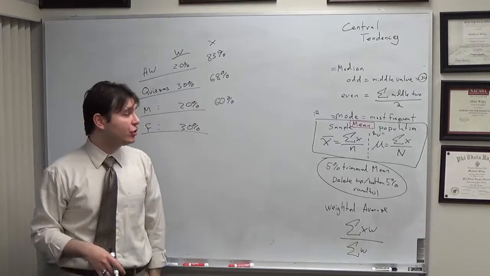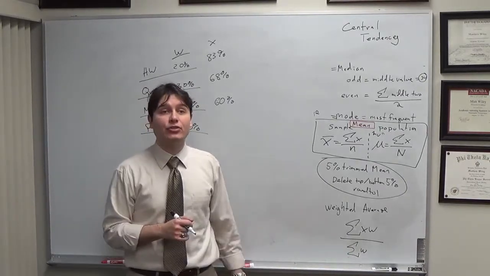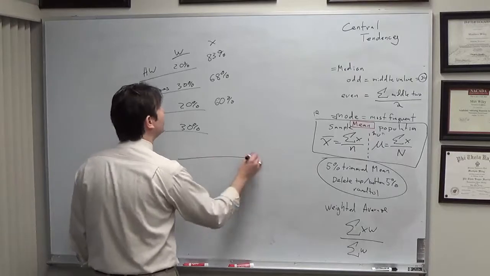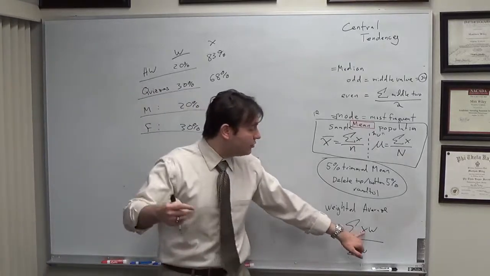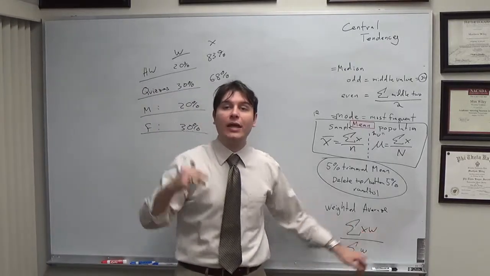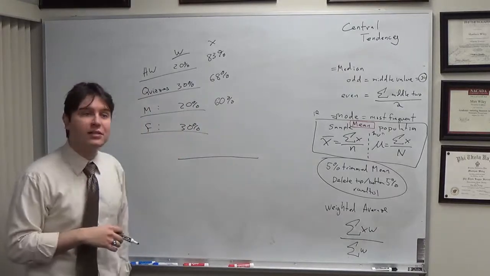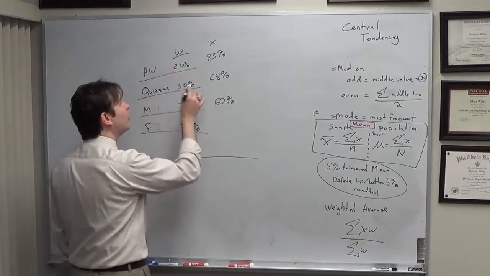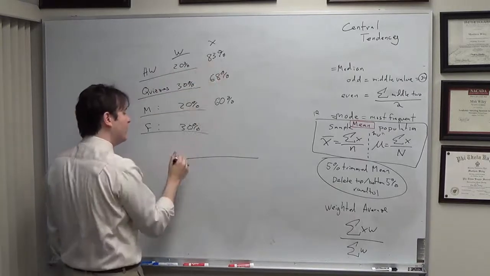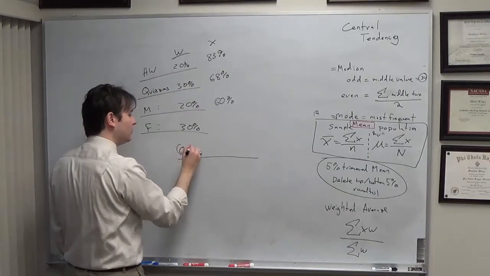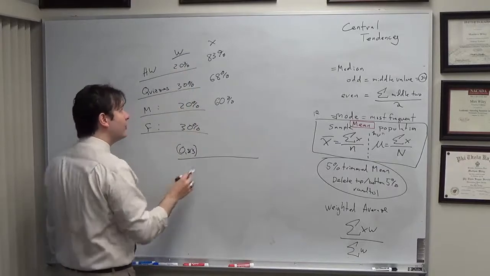What is this person's current grade? Well, it's a weighted average. It's a weighted average because we have to take each of their scores times the weight and divide it by the weights. We tend to convert these to decimals. So for homework, I have an X of 0.83 times a weight of 0.2.